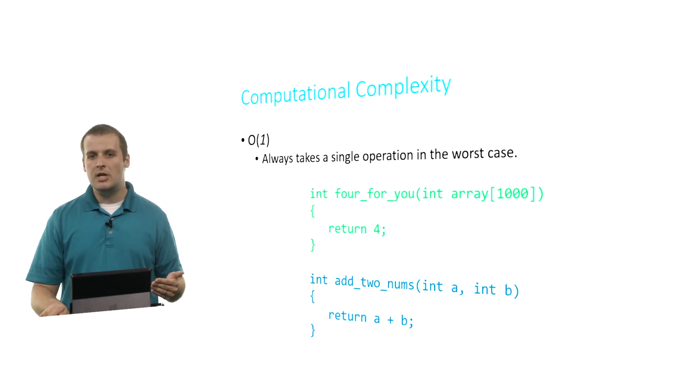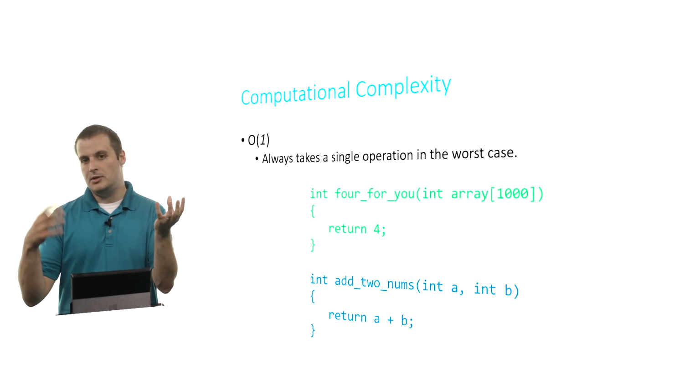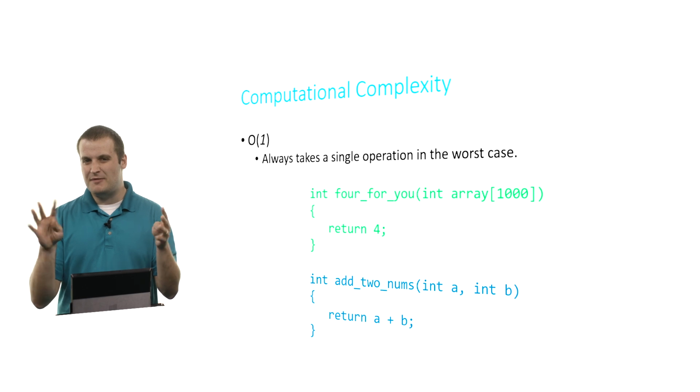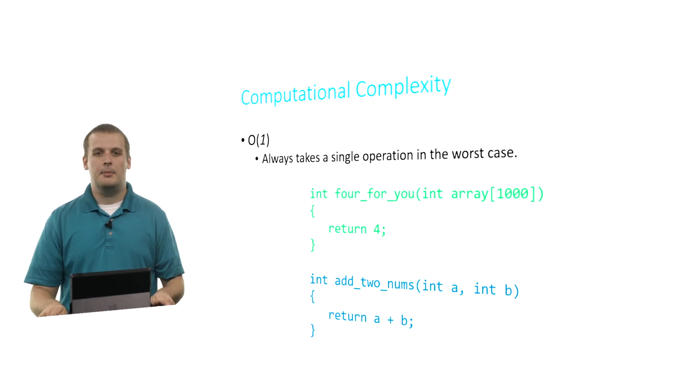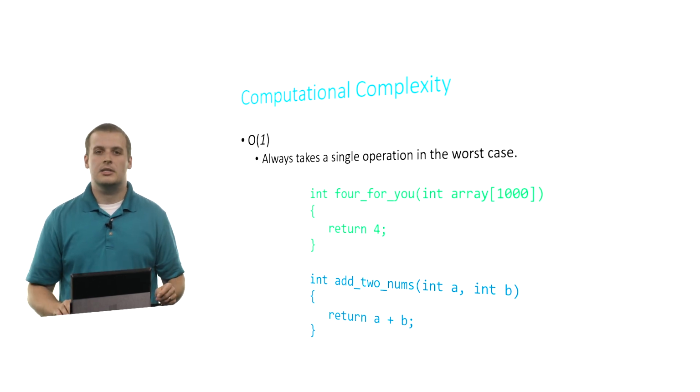In fact, add 2 nums, which we've seen before as well, just processes 2 integers. It's not a single step. It's actually a couple steps. You get A, you get B, you add them together, and you output the result. So it's maybe 4 steps, but it's always constant. Regardless of A or B, you have to get A, get B, add them together, output the result. So that's a constant time algorithm.